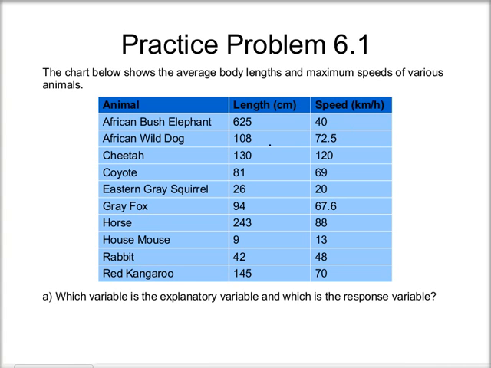And I would expect that bigger animals are usually faster, so I would expect that the speed of the animal depends on the size or the body length. So I would think that the explanatory variable is length and the response variable is speed.